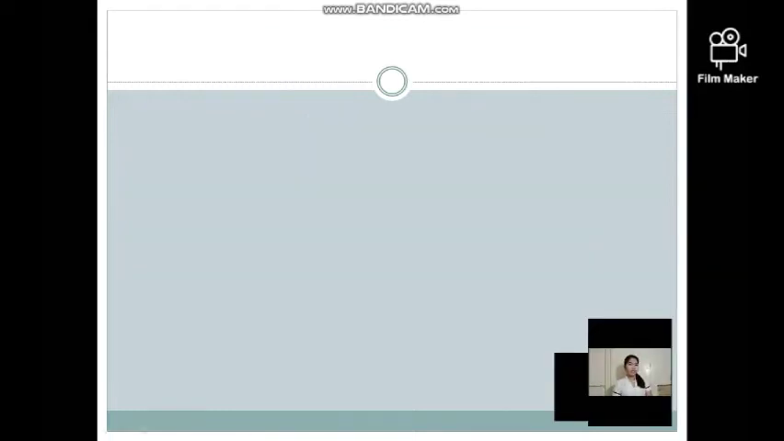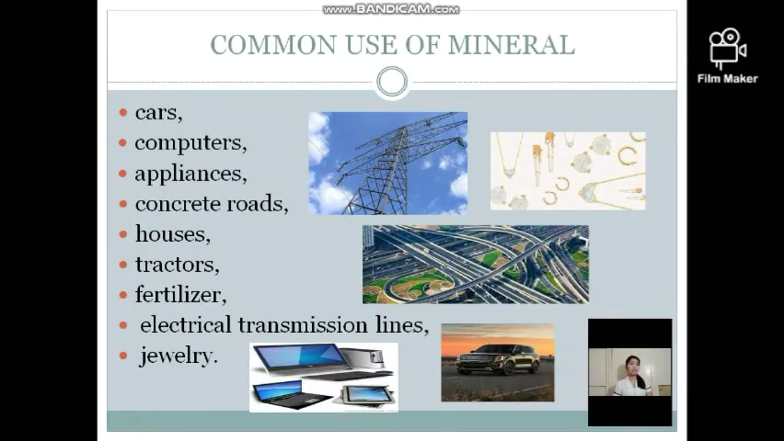Minerals are all around us. They help us to develop new technologies and are used in our everyday lives. The common uses of minerals include cars, computers, appliances, concrete roads, houses, tractors, fertilizer, electrical transmission lines, and jewelry.